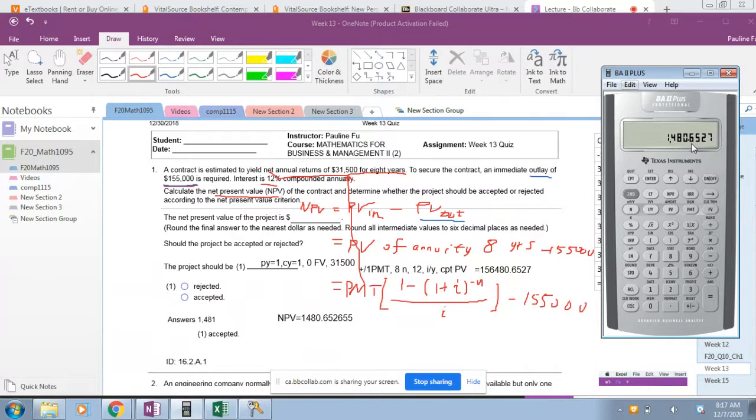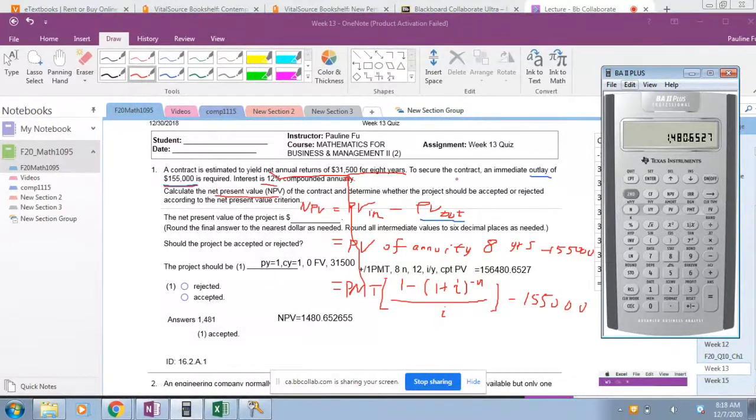Okay. So we answered the first question using 2 methods. One is formula, and the second is calculator. There is another question: should the project be accepted or rejected? If NPV is greater than 0, you accept the project. If NPV is smaller than 0, you reject the project. Okay. So that is the NPV.